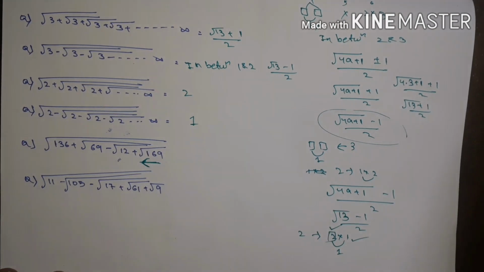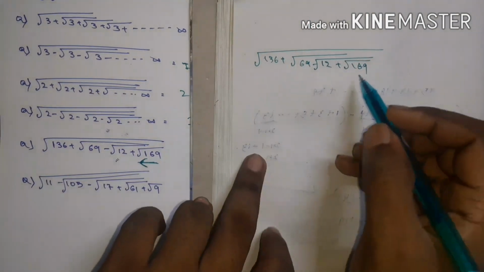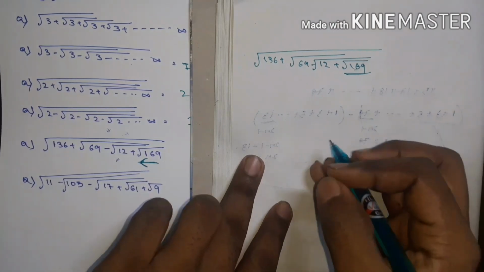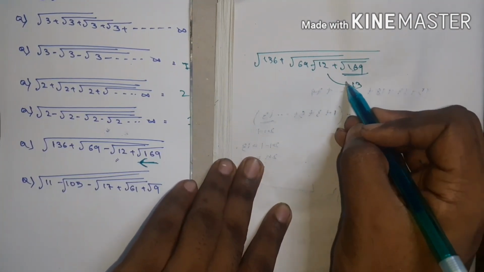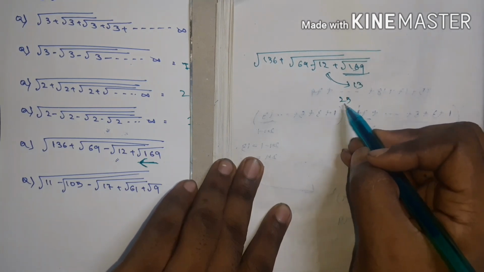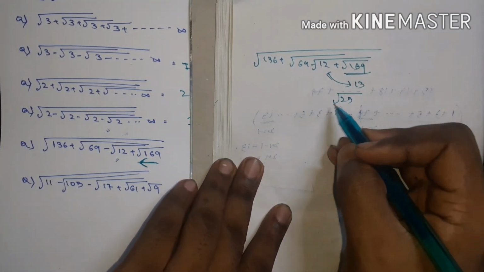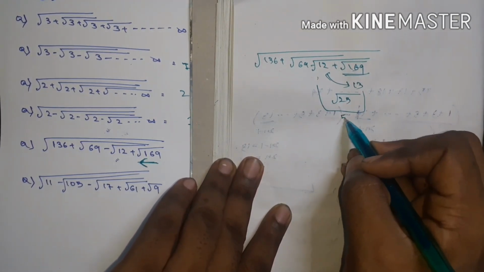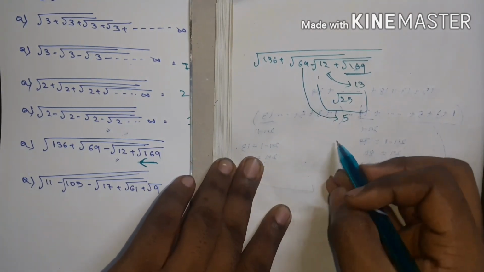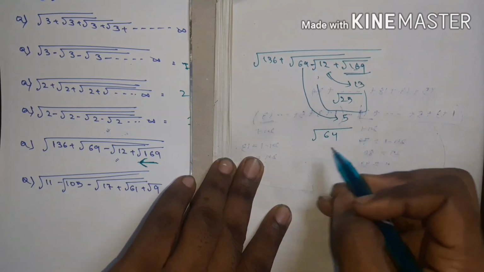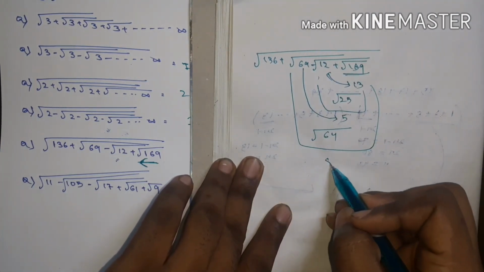For this type of question, you have to solve in this path, from right to left. Then go through it. What is the root over 169? It is 13. 13 plus 12, 25. What is the root over 25? Then its answer is 5. Then minus is given. What is 69 minus 5? 64, root over, its answer is 8.